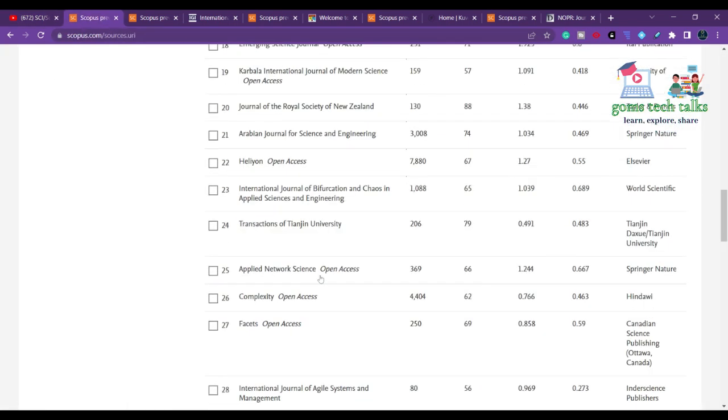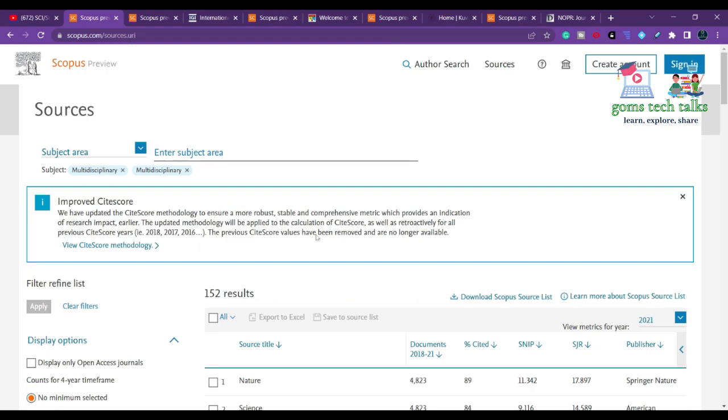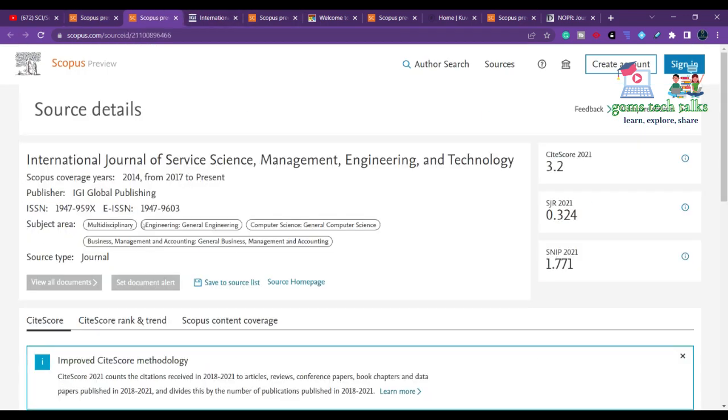So today we are going to talk about Scopus indexed multidisciplinary journals. So the first journal is what? International Journal of Service Science, Management, Engineering and Technology.